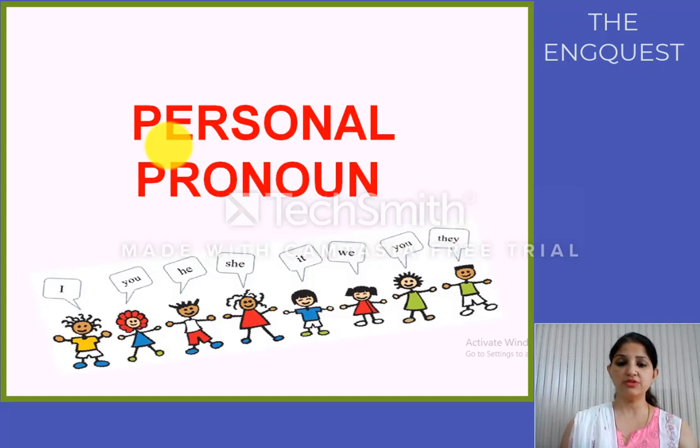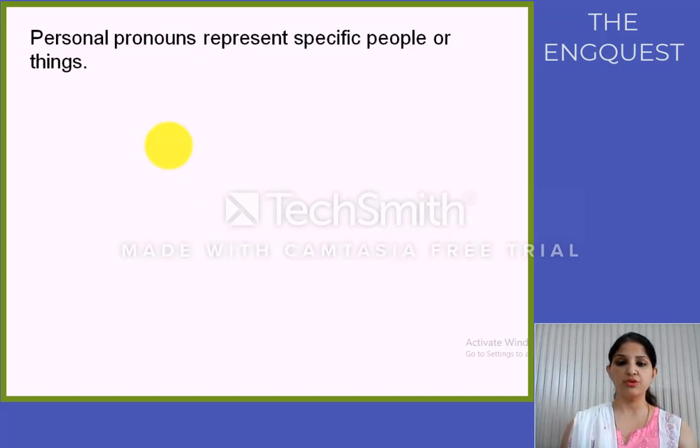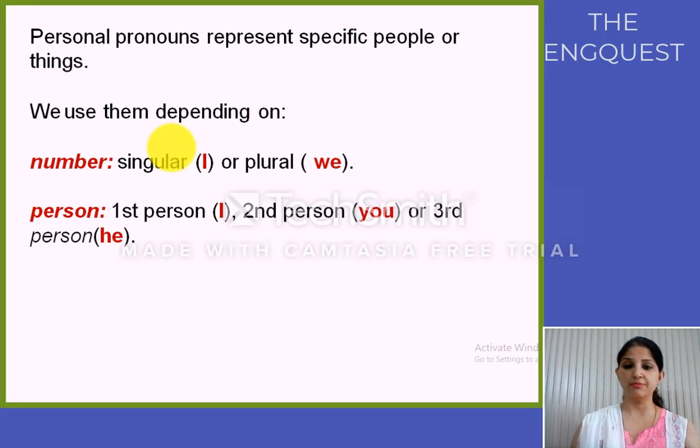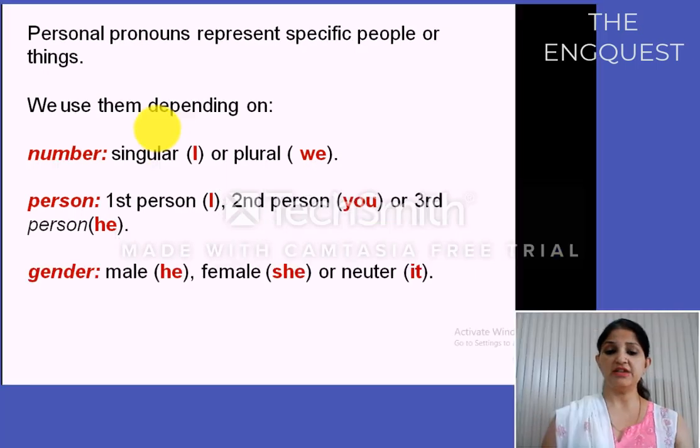Let us first talk about the personal pronouns. Personal pronouns represent specific people or things. Let us know about them in depth. We use them depending on number. Say for singular we use I, or for plural we say we. According to the person, we use these pronouns according to the first person, second person, and the third person. Even we can differentiate between them according to the gender. Like for male, we use he, for female, we use she, or for neuter gender, we use it.